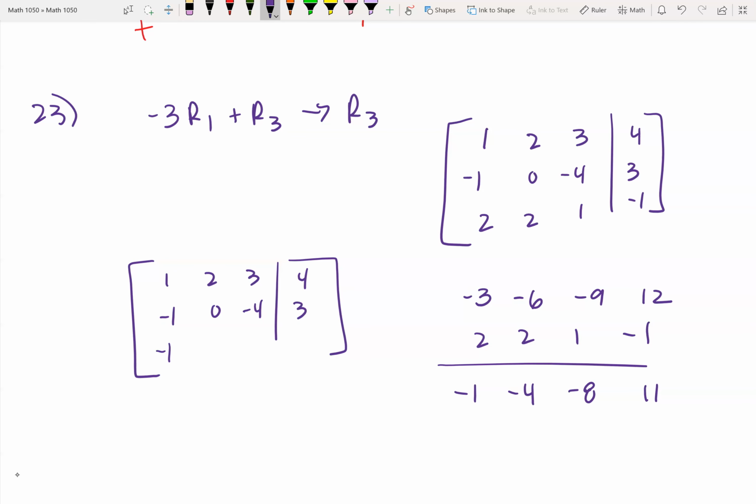So this is negative 1, negative 4, negative 8, positive 11. So this is your X, and this is your Y, and you're done.